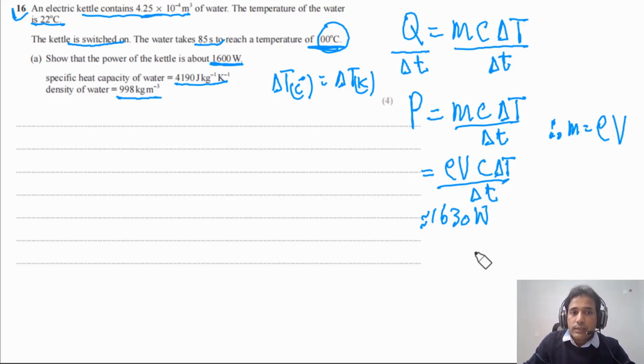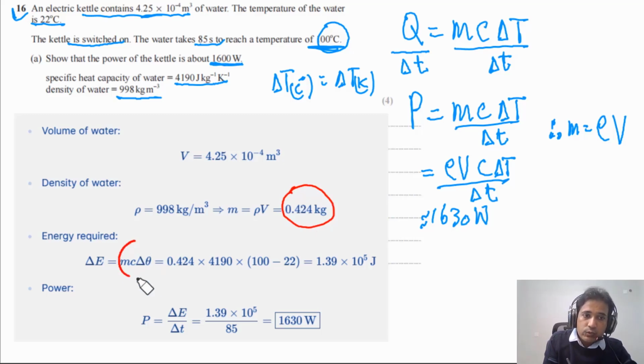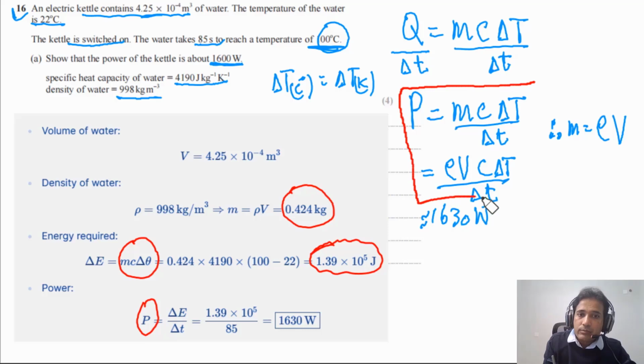Now let me show you the answer of how I have solved it. So if you plug in numbers, this is one way you can answer this question. First of all, I have calculated the mass. So this one is the mass. Then we are using this formula. So I have calculated the amount of thermal energy supplied. Then I divide it by time. So that is the power. But you can also simply use this one because this is important for your understanding.